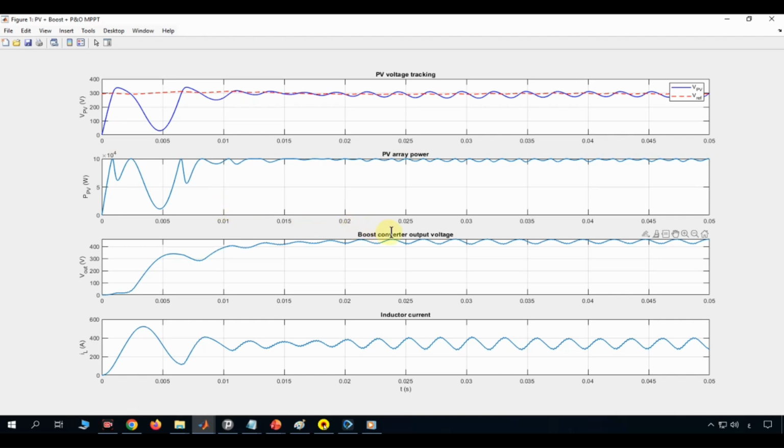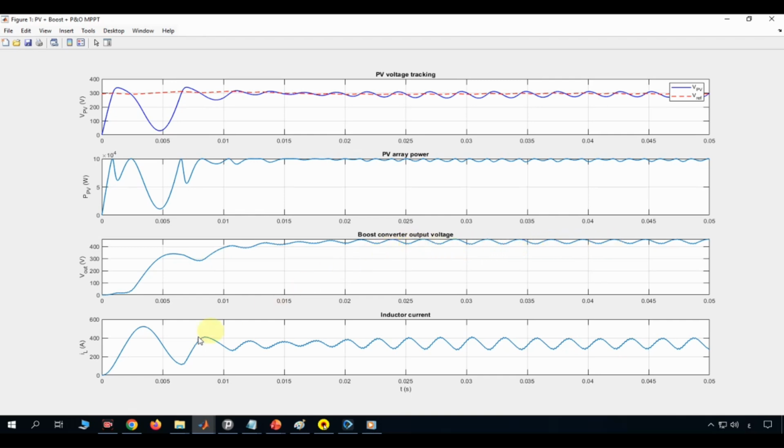Boost converter output voltage. Vout climbs from 0 up to roughly 350 to 400 volts and settles there with visible ripple. This is the boosted DC bus voltage. Note it's higher than VPV, which is exactly what a boost converter is supposed to do.